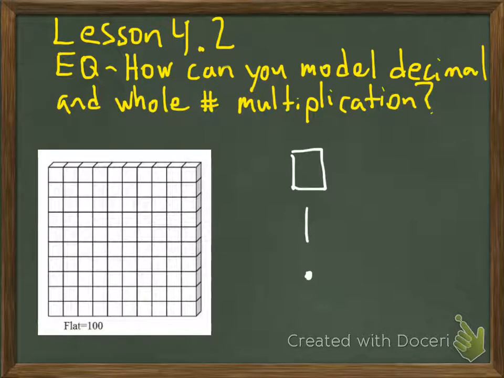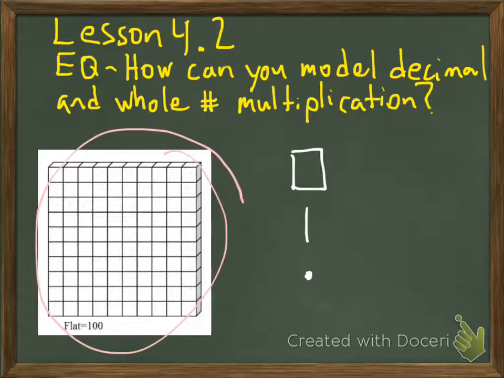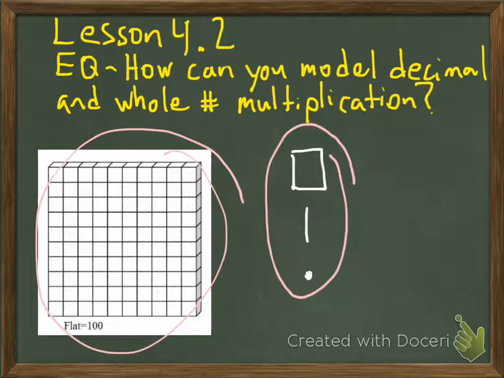Welcome, everybody. In Lesson 4.2, the essential question is how can you model decimal and whole number multiplication? What I'm going to do is show you two different ways to model decimal and whole number multiplication. The first way is going to be with our hundredths block here, and the second way is with our quick pictures. So let's take a look at our first example here.